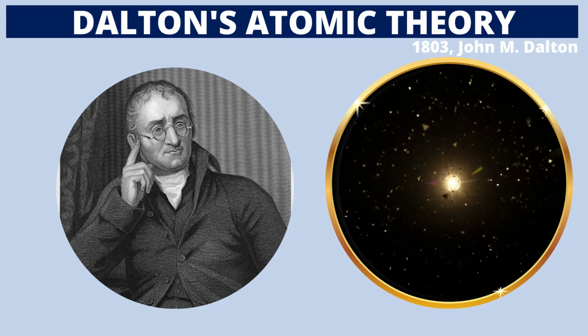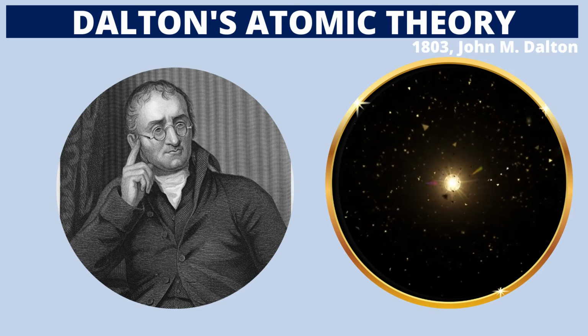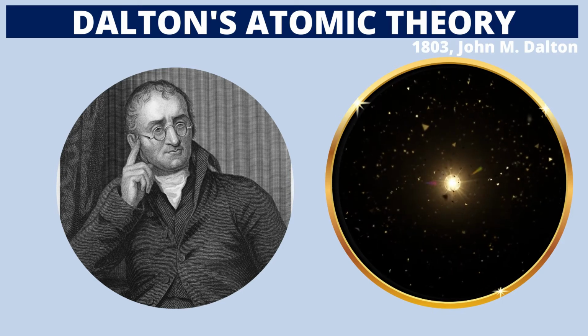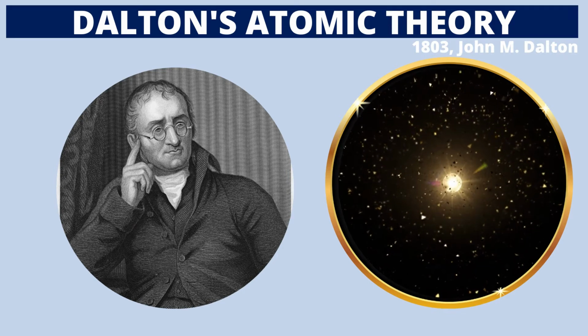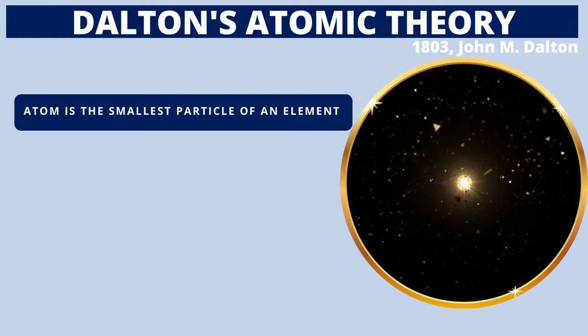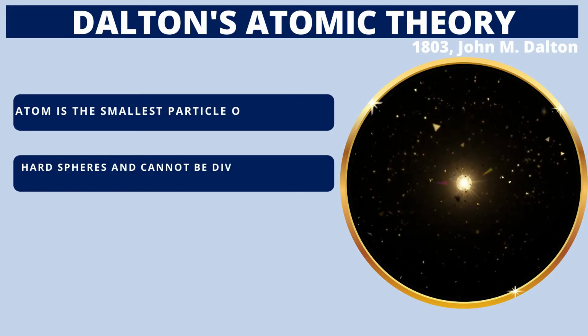John Dalton was an English chemist and physicist, and he extended Proust's work and converted the atomic philosophy of the Greeks into a scientific theory between 1803 and 1808, and he provided the foundation of atomic chemistry. He proposed that the atom is the smallest particle of an element. They are hard spheres and cannot be divided by any chemical means.